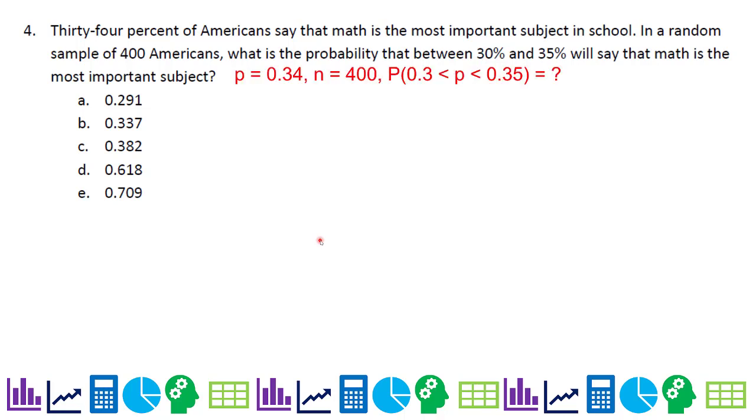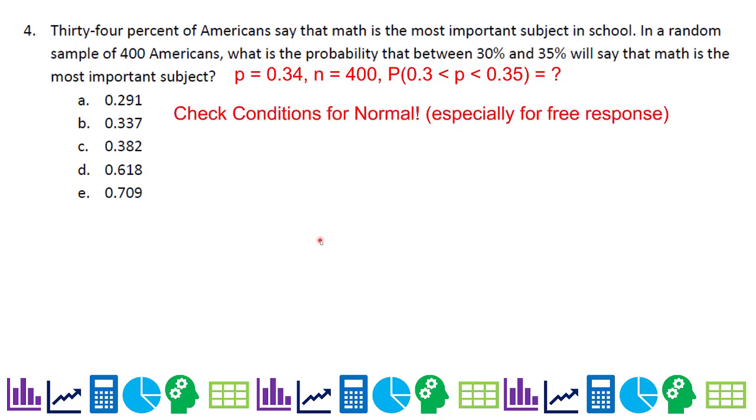The true proportion is 0.34. We have a sample of 400 Americans, and we want to know the probability that the proportion is between 0.3 and 0.35. So first of all, get in the habit. This is where people implode on this unit. This is where it gets hard, where it gets real. And where does it get real? Checking conditions. This will be worth half free response work at least.